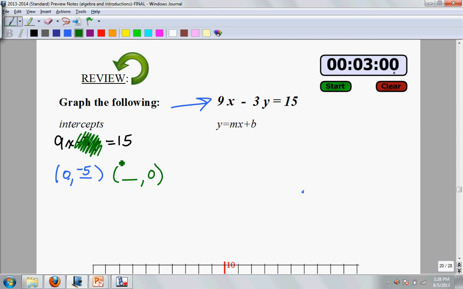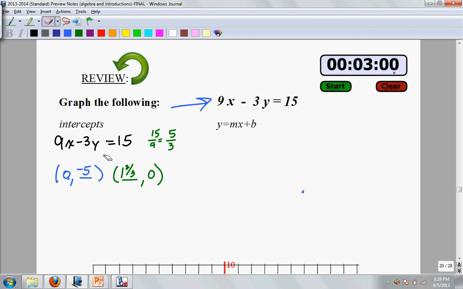And we're going to end up with 15 divided by 9, and 3 goes in there 5 times, and 3 goes in there 3 times. So we have 1 2/3 for our intercept. Don't be intimidated by that fraction. It's not that hard to graph.